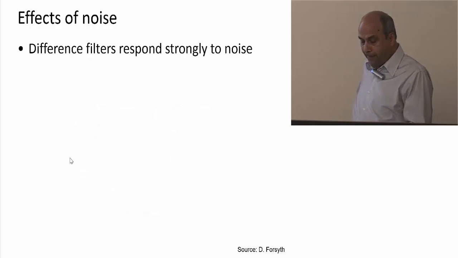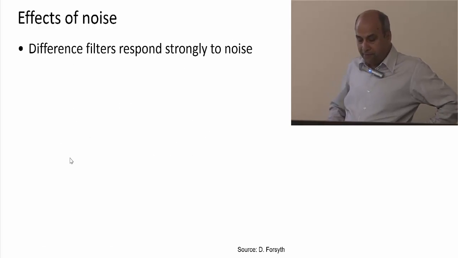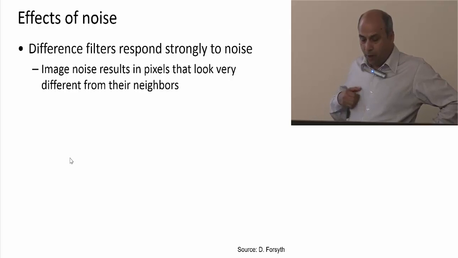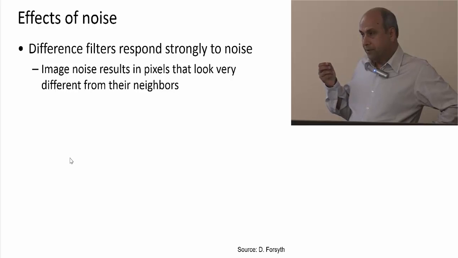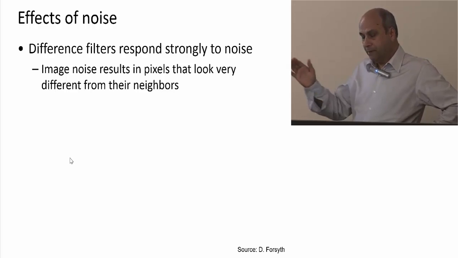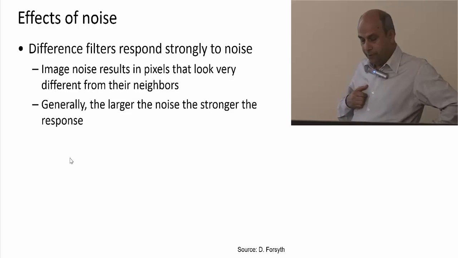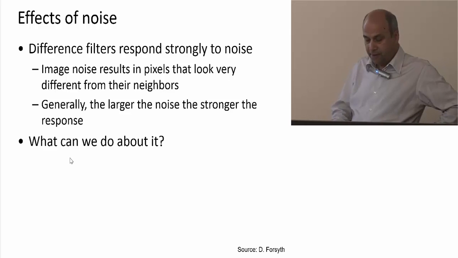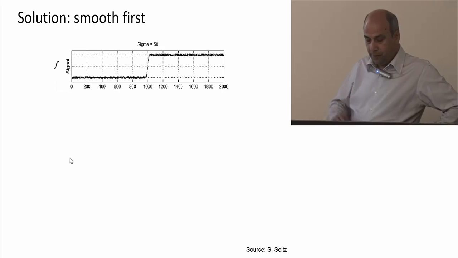So noise has an effect, and we want to suppress that effect. Pixels normally have to be similar to neighboring pixels. If a pixel is different from its neighboring pixels, except at a discontinuity, we need to consider that fact. And generally, larger noise gives a stronger response. What can we do about it?